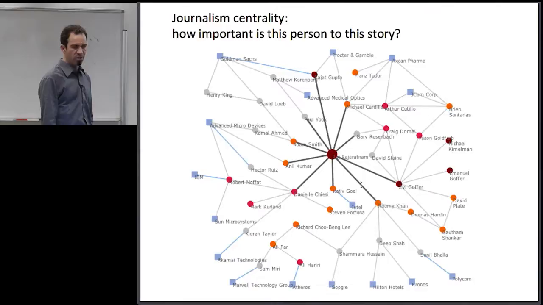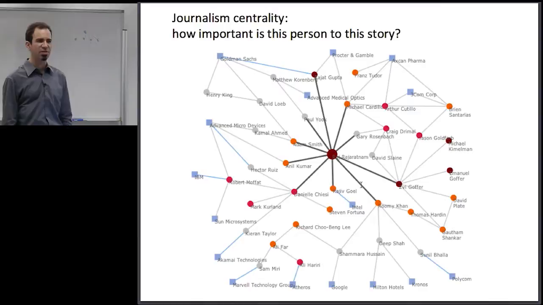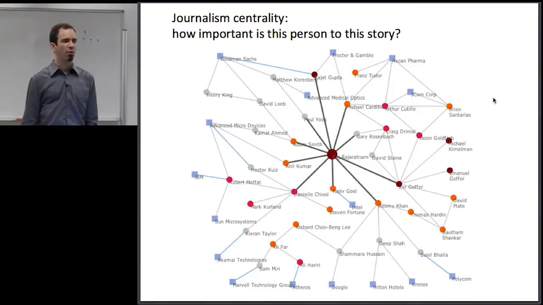So that's this other idea, right? I'm going to call it journalism centrality. Now, there isn't an algorithm for journalism centrality, but it's this idea that for a particular story or a piece of research, somebody is going to be more important. And you're going to have to pick a centrality algorithm, assuming you're not just going to eyeball it, which is perfectly fine. But when you start to get into the millions, you can't eyeball it anymore.